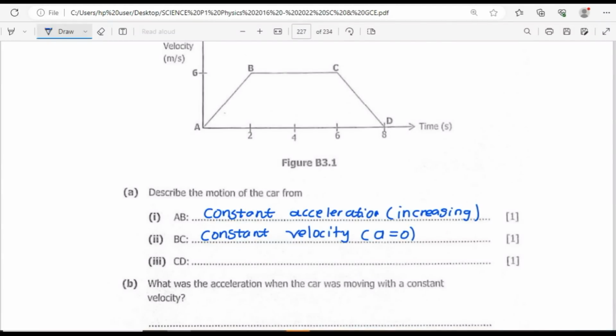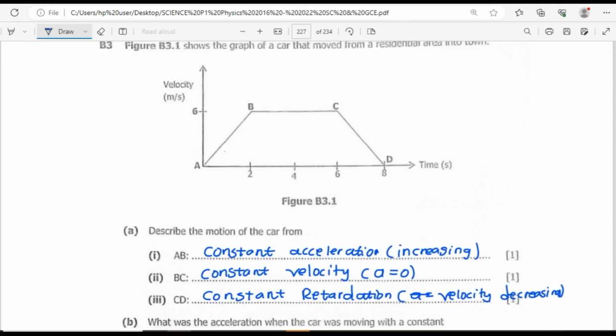Then for CD, we are going to have constant retardation or deceleration. So we'll just say retardation. Now retardation is when the line is slanting down. So here, if we look at the velocity, it is decreasing because an object is coming to a stop. So that's what we can see here.